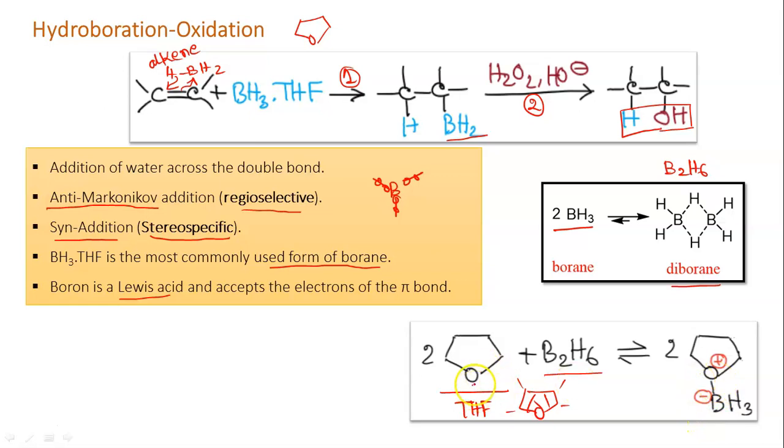And see, basically here the lone pair of oxygen, as boron is electron deficient, will be donating electrons. So now it is B minus, because boron now has a total of 4 bonds, and oxygen has given away electrons, so that is why it is positively charged. Okay, so this is the complex, that is BH3 THF complex.